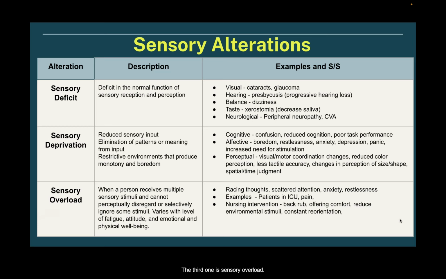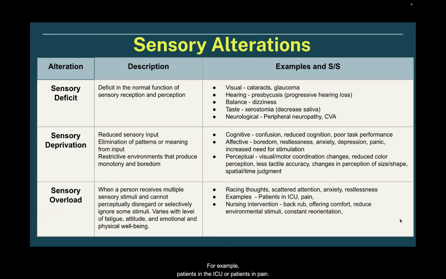The third one is sensory overload. That's when a patient, a person, receives multiple sensory stimuli and cannot perceptually disregard or selectively ignore some stimuli. For example, too many things are happening, right? And then there are so many different stimuli that your brain is trying to filter and trying to make sense of, right? So it varies with the level of fatigue, attitude, emotional, and physical well-being. Now, examples of these are like racing thoughts, scattered attention, anxiety, restlessness, right?